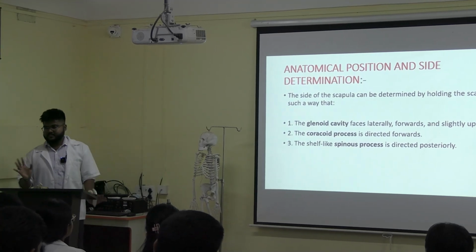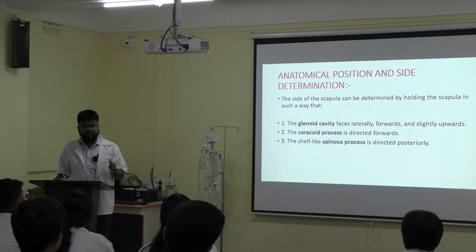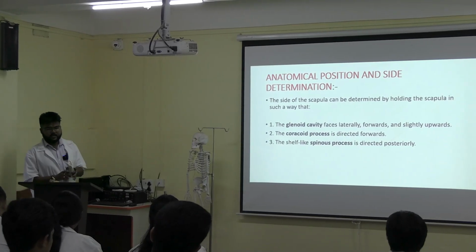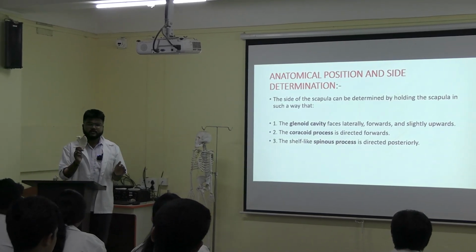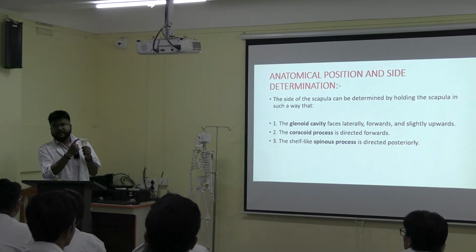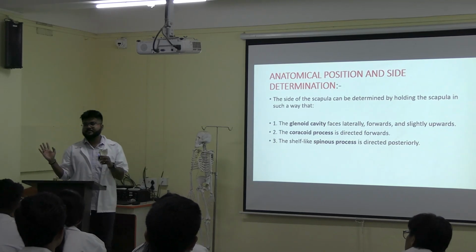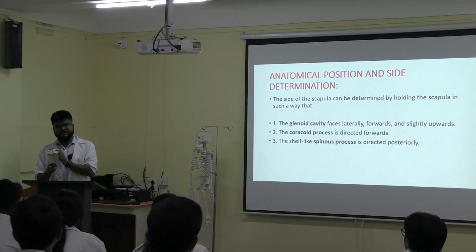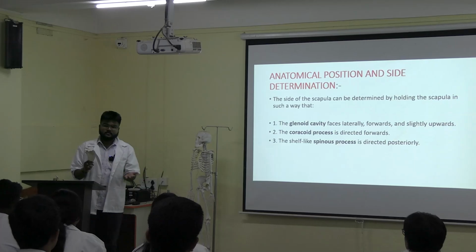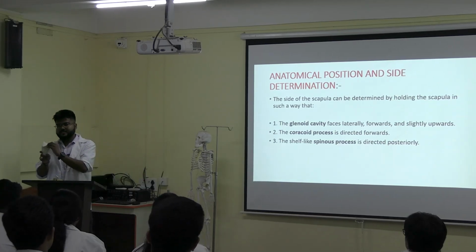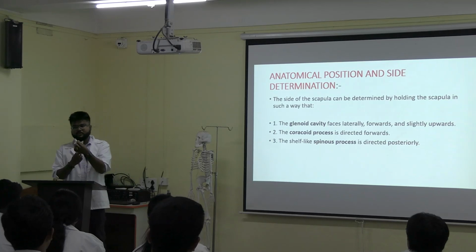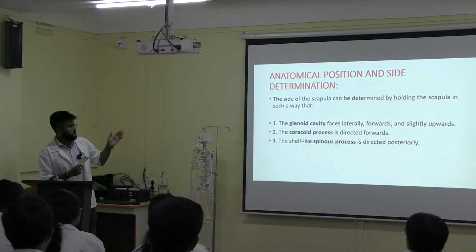The anatomical position is very important. If you forget the anatomical position, you can't pass. So you should know it properly. Let us recap. First point, the glenoid cavity is present laterally. Next, the spinous process is present posteriorly. Another one is your coracoid process, which is present anteriorly. So these are the 3 points.